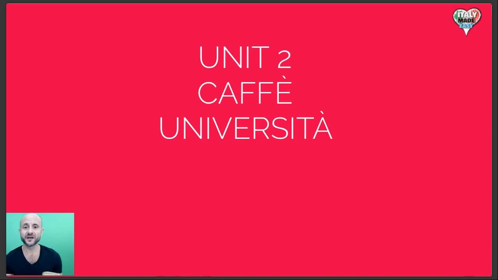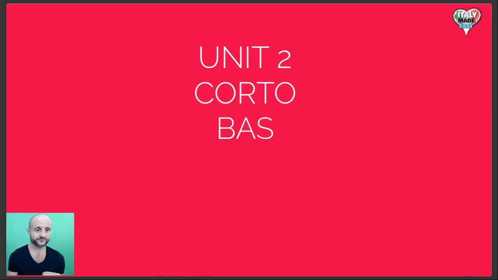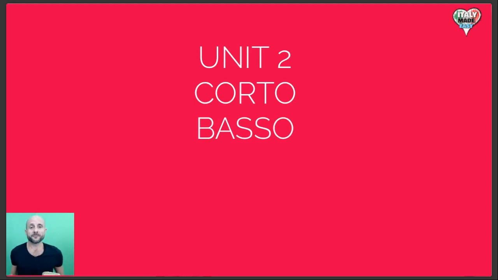And what's the difference between corto and basso? Perfetto. Okay, so basso has to do with the height of something. So, for example, I'm not a tall person, I'm basso. Io sono basso. I'm short. If you have a desk, compared to a coffee table, the coffee table is basso. The height is short. Corto means short for the length of something.